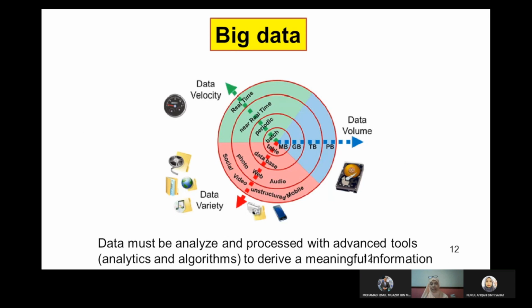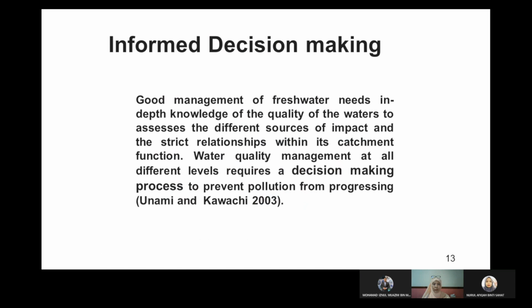Now, all in is the big data. This is the big data. When you have data velocity, when you have data varieties, you have data volumes, all these are known as big data. And data must be analyzed and processed in advance and to derive at a very meaningful information. So this is part and parcel of the whole digital technology.